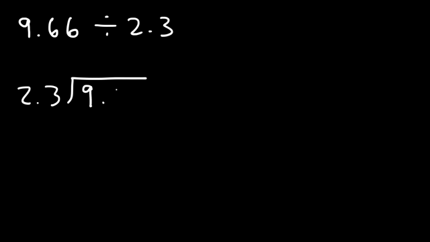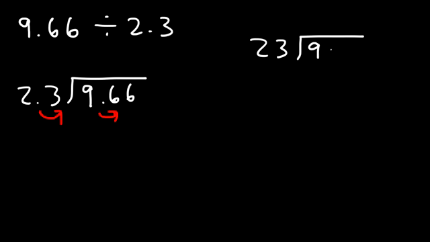Now let's try this one. 9.66 divided by 2.3. So we can write this as 2.3 on the outside, 9.66 on the inside. And let's move the decimal 1 unit to the right for each number. So now the problem becomes 23 on the outside and 96.6 on the inside.